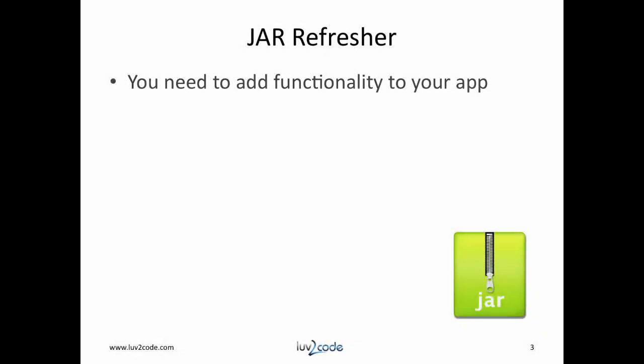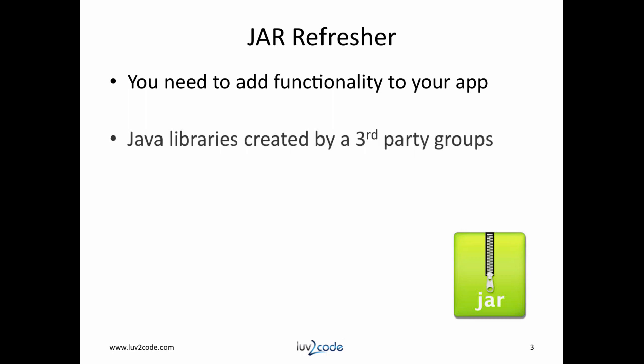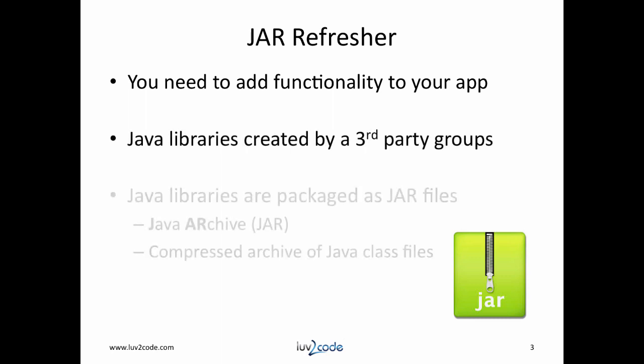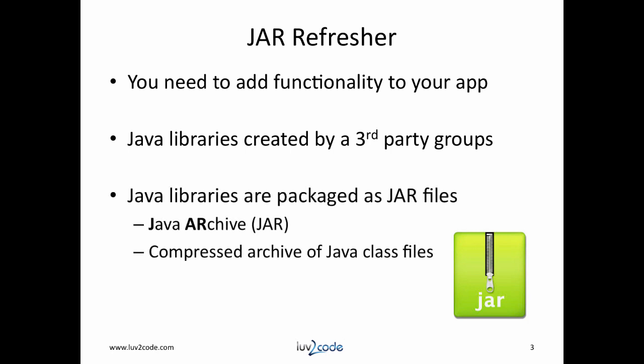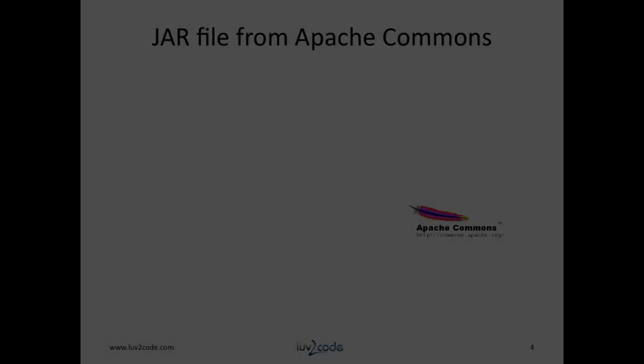You can use jar files to add functionality to your application. There are Java libraries available that are created by third-party groups. The most popular is open source software. The Java libraries are packaged as jar files. A jar file is basically a collection of compressed Java class files.